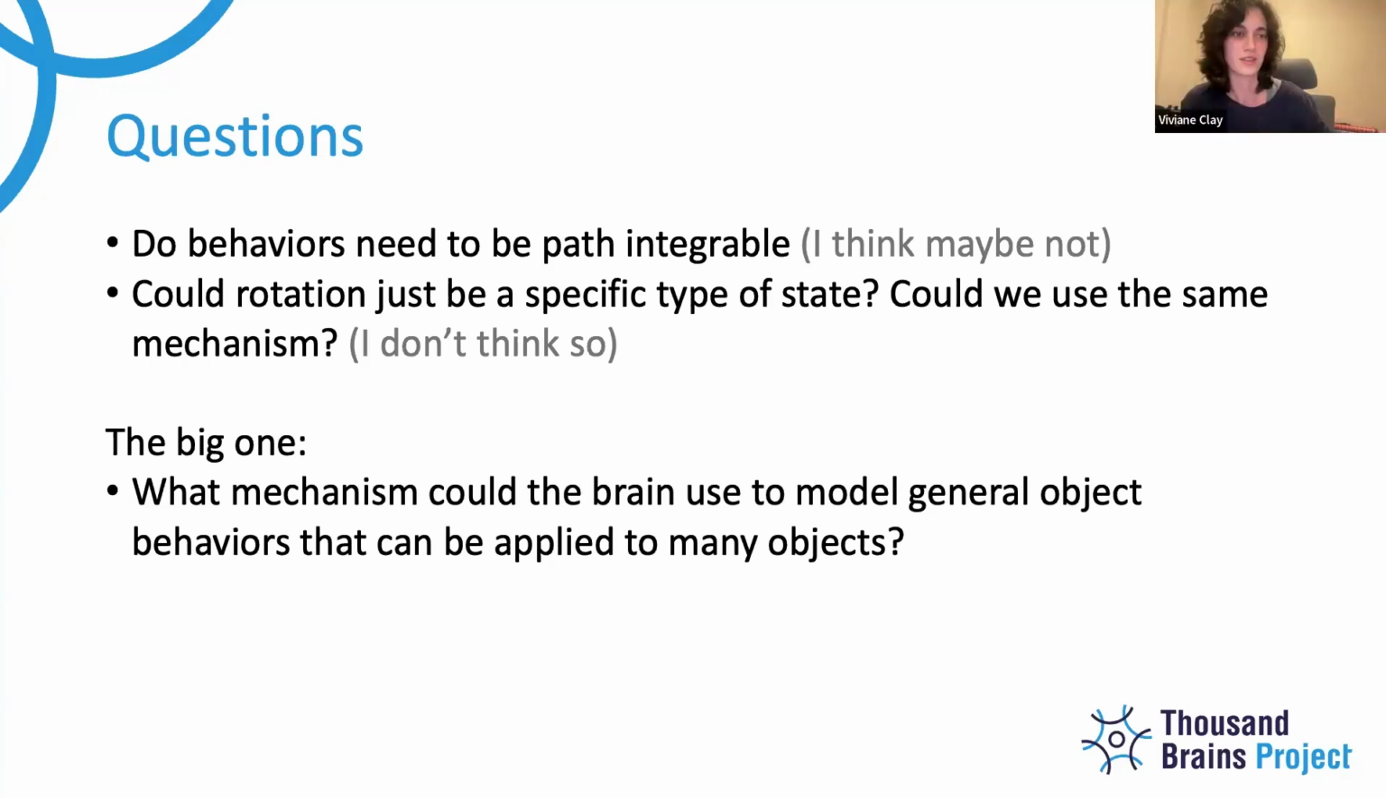Yeah, and then I guess that relates to the big question that I haven't really answered here, which is what mechanism could the brain use to model general object behaviors that can be applied to many objects? Well, that was my point. If you had a space of states, like I argued a month or so ago, then that could be applied to any object because it's independent of the object. It's just how various pieces of the object are moving relative to the other.